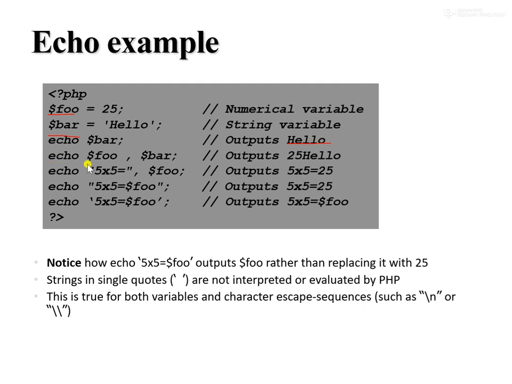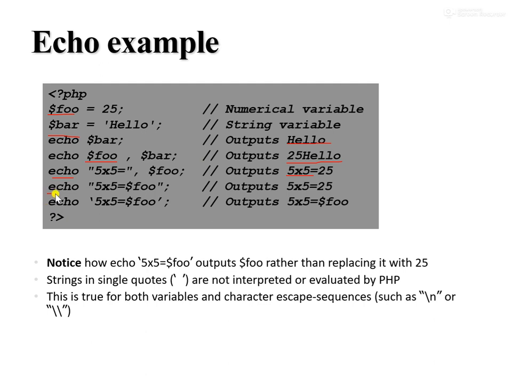If we write echo foo comma bar, then what happens? Foo is what? 25, and bar is what? Hello, and there will be no space in between. So this will be the output on screen. Now look at this statement, echo, inside double quotation we write 5 multiplied by 5 equals to. So this 5 multiplied by 5 equals to is displayed as it is on screen, comma foo, the value of foo, 25, will display here on the screen.